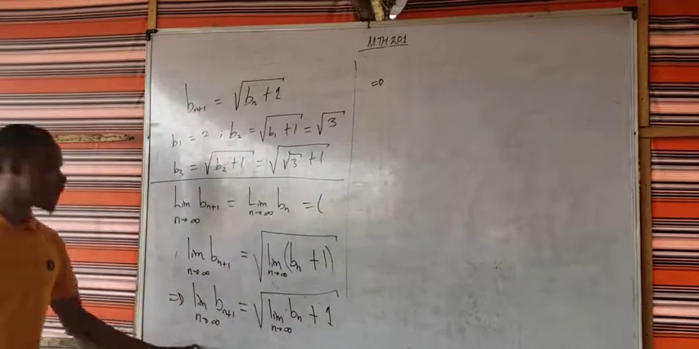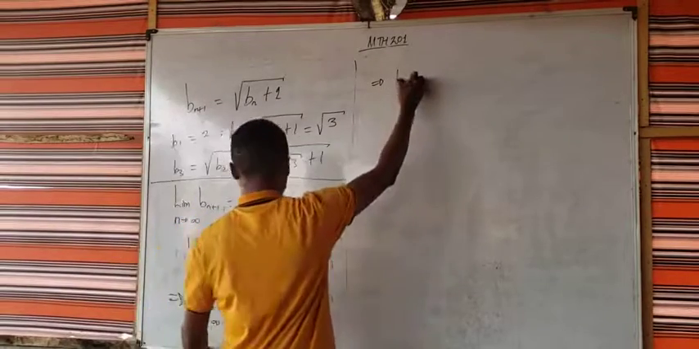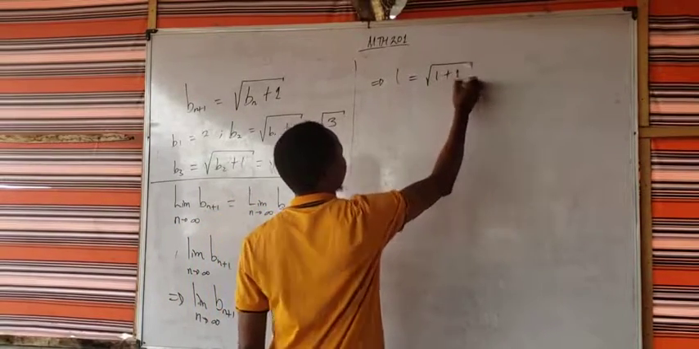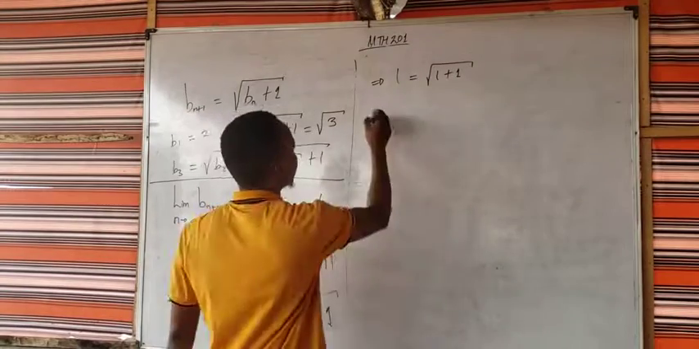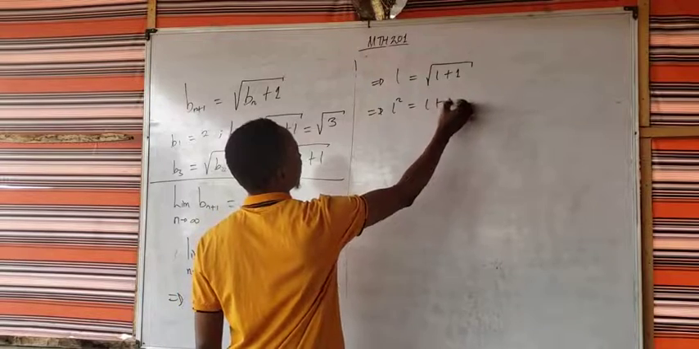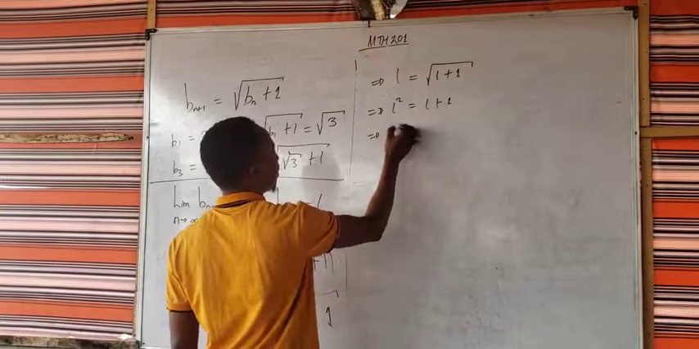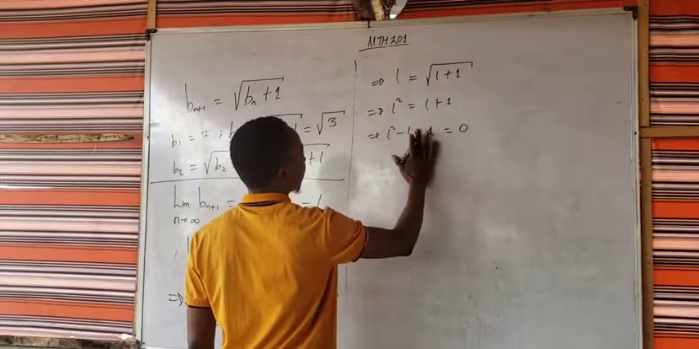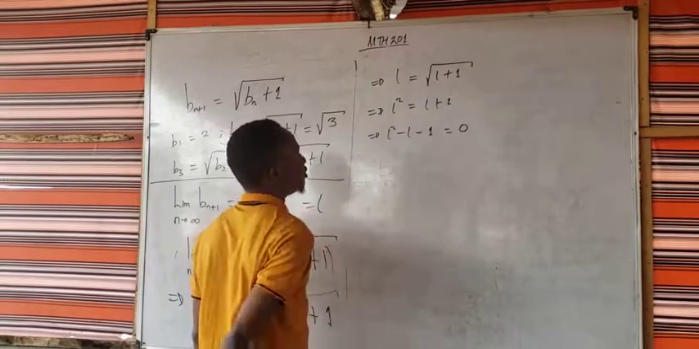Okay, so this is going to be L is equal to the square root of L plus 1. Then you square both sides. You're going to have L squared is equal to L plus 1. You're going to have L squared minus L minus 1 is equal to 0. So what would that give you?